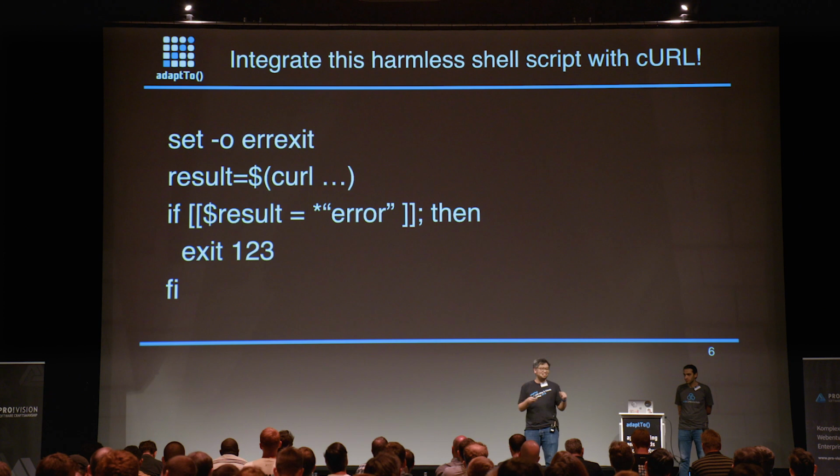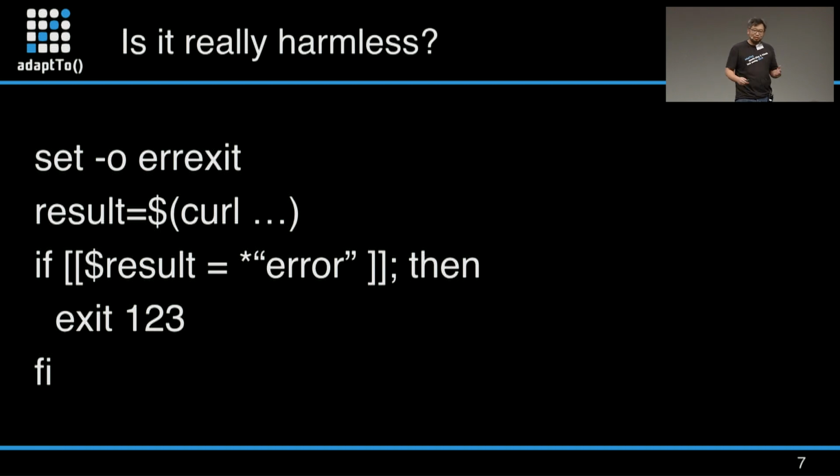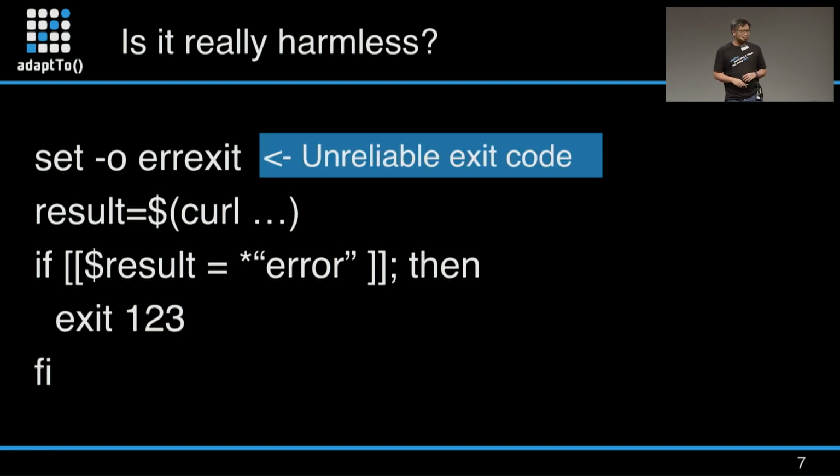So this looks harmless, right? It's just a plain shell script. You execute the curl command, you get the result payload, and then you try to check the existence of the word error in the payload. If there's an error, then give a custom exit code. Now, is it really harmless?